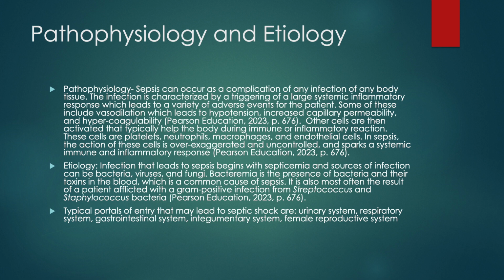The etiology is that infection that leads to sepsis begins with septicemia, and sources of infection can be bacteria, viruses, and fungi. Bacteremia is the presence of bacteria and their toxins in the blood, which is a common cause of sepsis. It is also most often the result of a patient afflicted with a gram-positive infection from Streptococcus and Staphylococcus bacteria. Typical portals of entry that may lead to septic shock are urinary system, respiratory system, gastrointestinal system, and tegumentary system, and the female reproductive system.